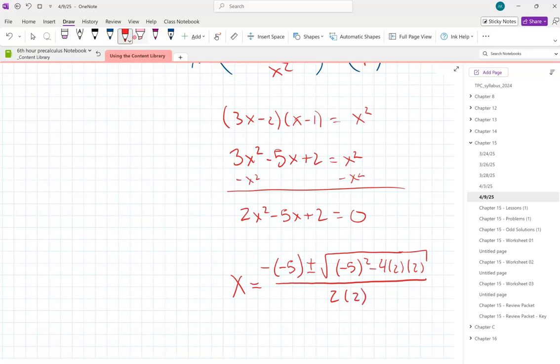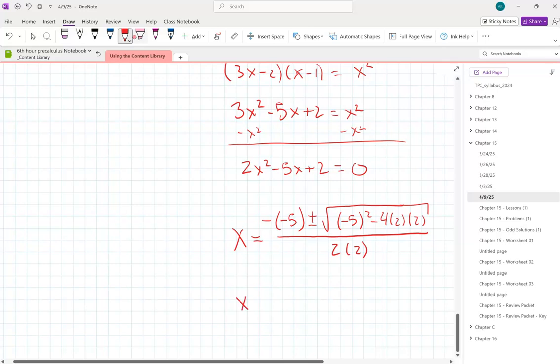So again, negative b plus or minus the square root of b squared minus 4ac, all over 2a. Negative 5 squared is 25. 4 times 2 times 2 is 8, is 16. 25 minus 16 is 9. The square root of 9 is 3.